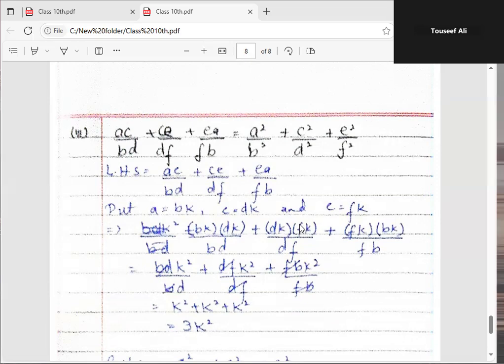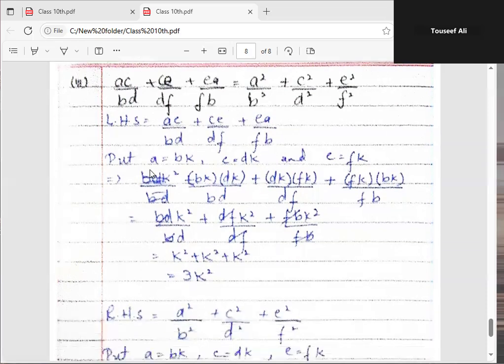Now, by using the K method, we will show that the left hand side and right hand side are equal to each other. First, I consider the left hand side, which is AC divided by BD plus CE divided by DF plus EA divided by FB.